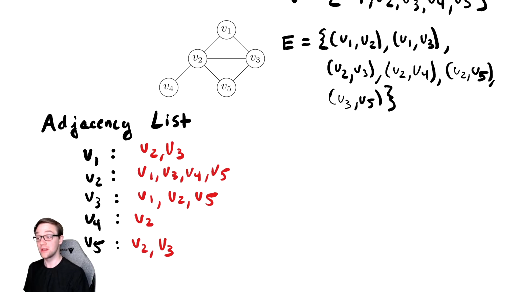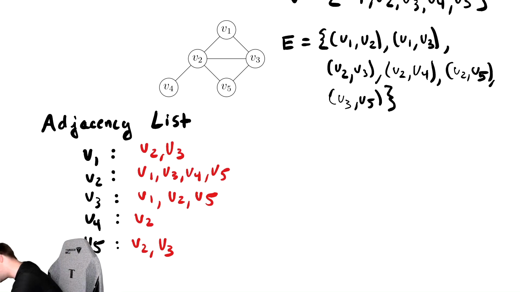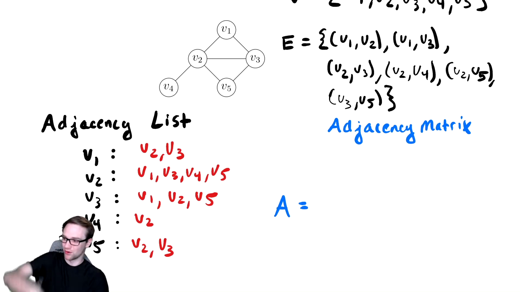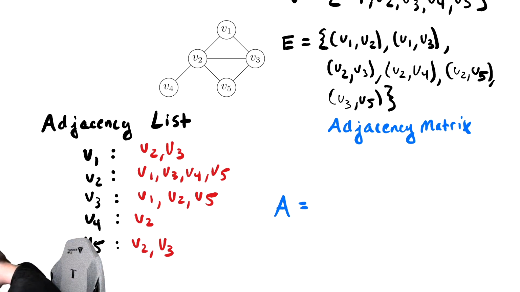Again, in coding, this is often what you do. However, it turns out this is not a useful thing to work with mathematically. The way that is frequently better mathematically is what's called an adjacency matrix. So off to the right here, we're going to have an adjacency matrix. What we do here is we create a matrix of size the number of vertices by the number of vertices.